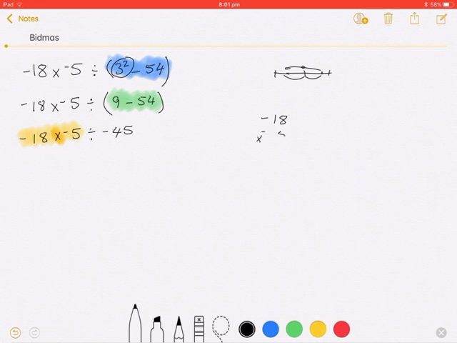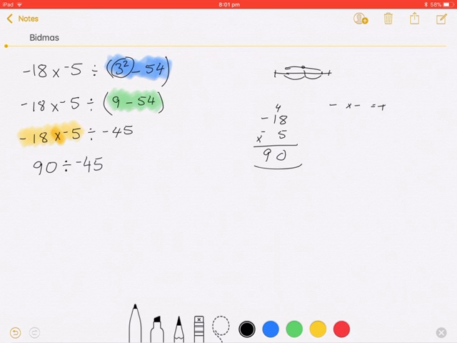So negative 18 multiplied by negative 5: 5 8s are 40, 5 1s are 5, plus 4 is 9, so 90. We've got a negative times a negative, and that's going to give you a positive. So I've got 90. 90 divided by, leave the rest of it alone, negative 45. All I'm doing is changing the bits that I'm highlighting on each step. And if you only do one thing each time, you're not going to make mistakes.